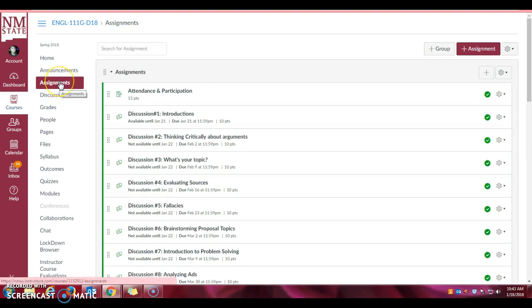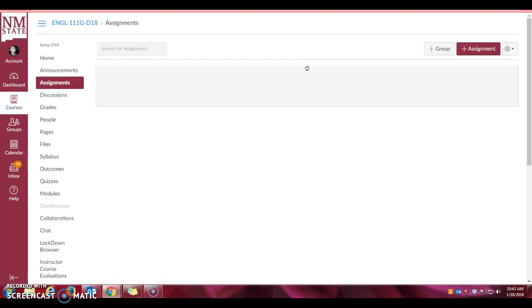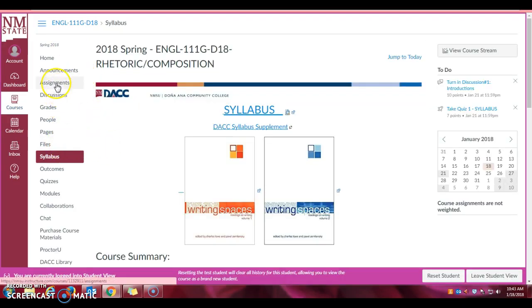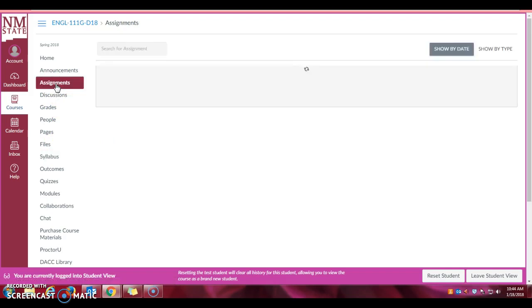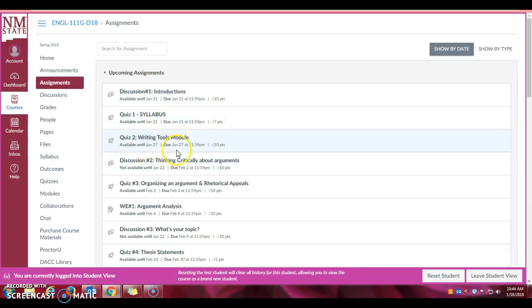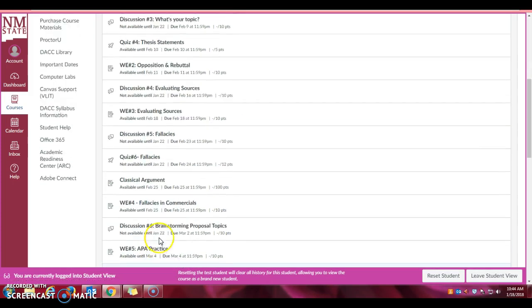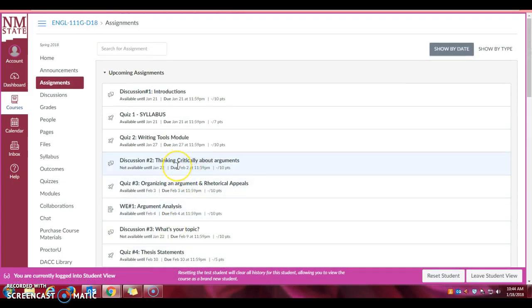Now, if you want to look at the assignments that are due for that week, I switched to student view. That way you could see what the assignments look like. If you want to see what assignments are due for that week, it will tell you. So this is what it looks like for you. It tells you about upcoming assignments. Obviously there's a lot of them, but if you look at the announcements, I kind of narrowed them down for you, but it lets you know about all the assignments.